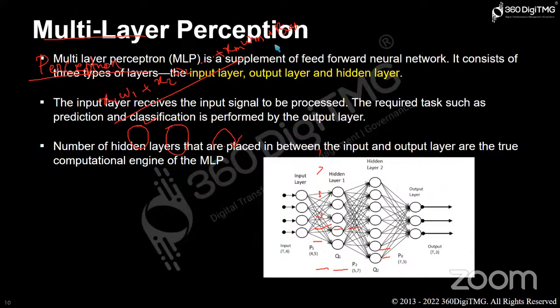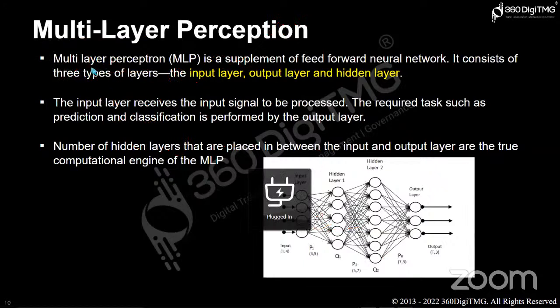Okay, similarly, that was a single layer perceptron. Similarly, we also have the multi-layer perceptron. The only difference between a single layer and a multiple layer is the presence of a hidden layer. In a single layer, there are no hidden layers. In a multiple layer, we have a hidden layer.